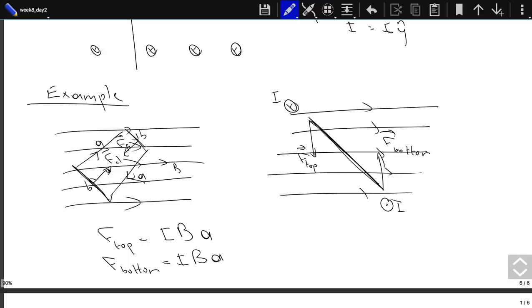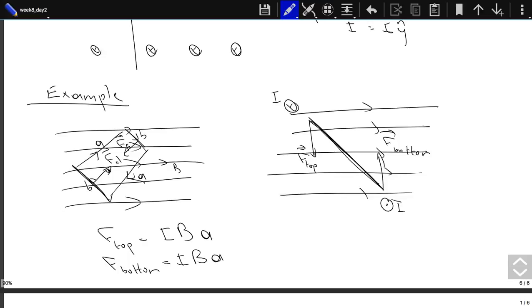Okay, so let me ask, what is the total force acting on my rectangular wire? The total force is 0. Because the force acting on this edge and the force acting on this edge, they are identical, but they are pointing in opposite directions. Similarly, the force acting on this edge and the force acting on this edge, they are also identical, just pointing in opposite directions. The force is 0. What about the torque?